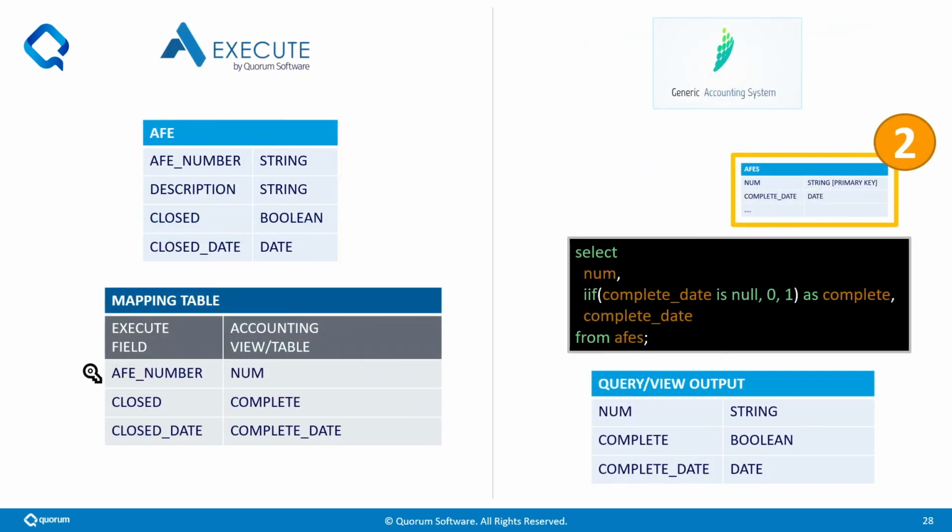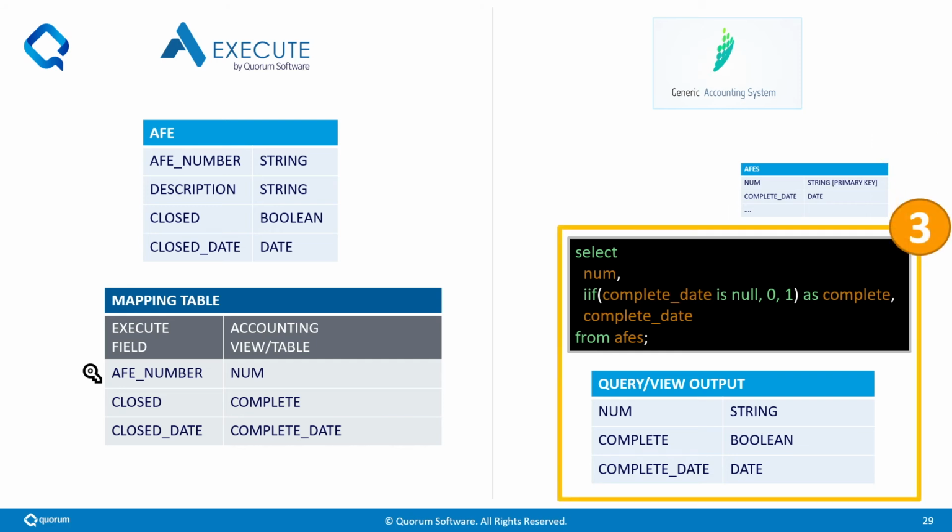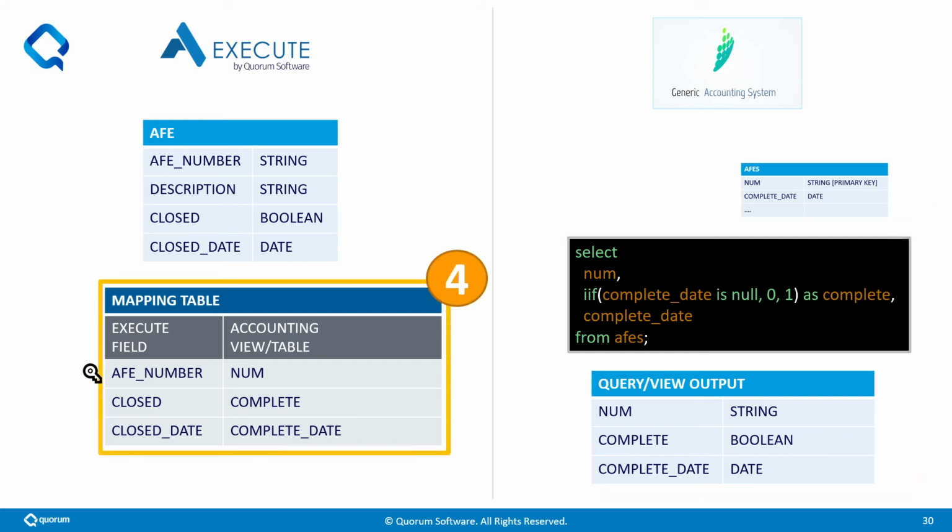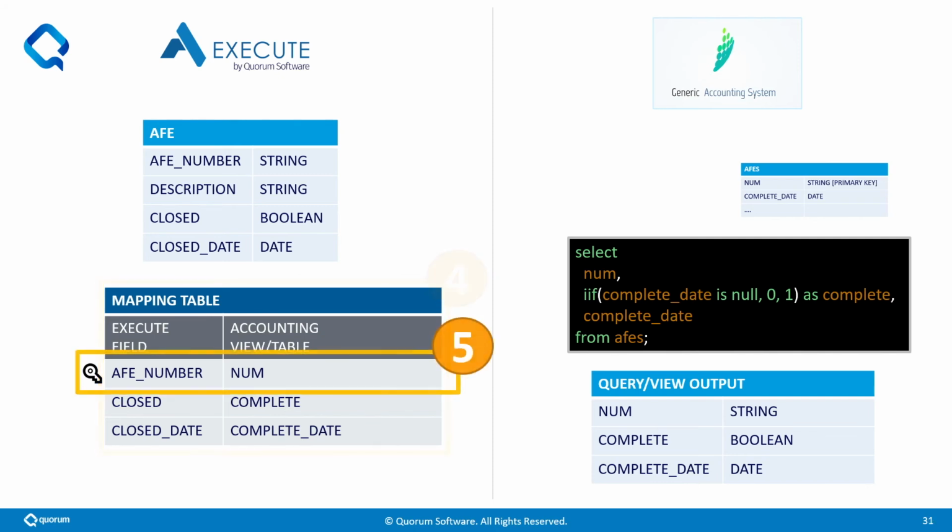We'll look at what we have in the accounting system, and we're going to build a query or a view that gets those more in line. In this case, it's simple. We're just adding a calculated complete column that is the status of whether or not there is a completed date. Here again, same process. We're setting up a mapping table that maps between our query or view and the data that's in Aucerna Execute. We're identifying one of those columns, in this case the AFE number, as our key.